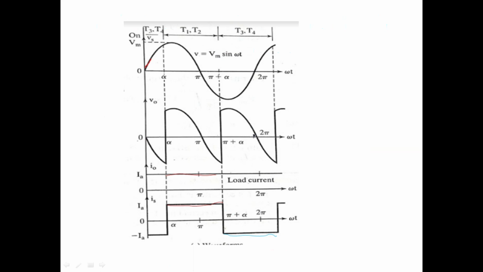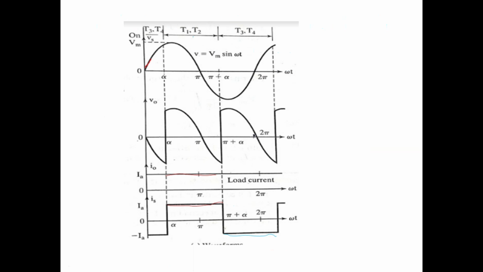So I think I clarified why I have shown the source current as the load current like this. And I am assuming now the load current is constant. That's the reason the source current is also constant like this throughout this one cycle. So I will repeat now.